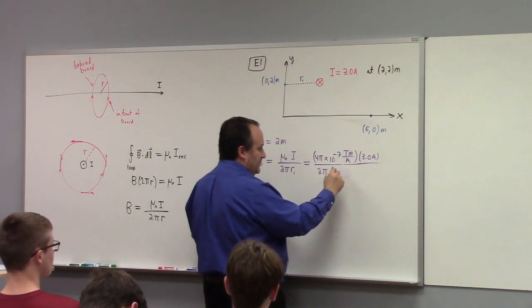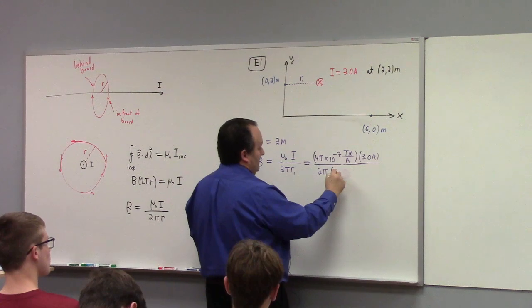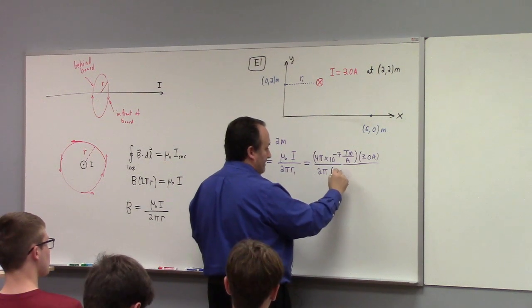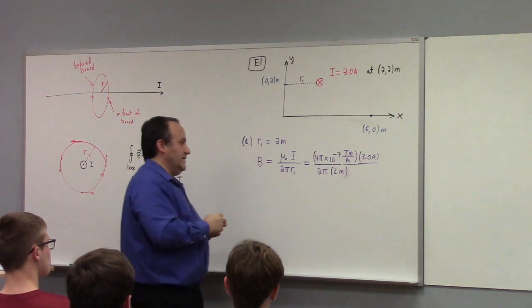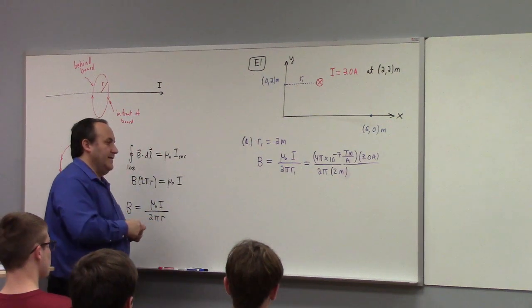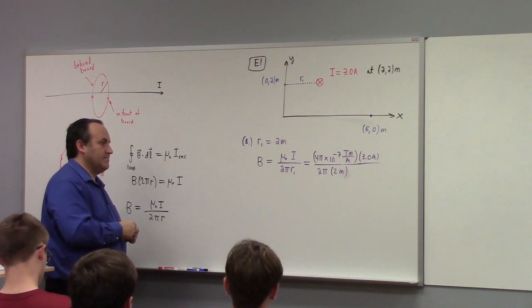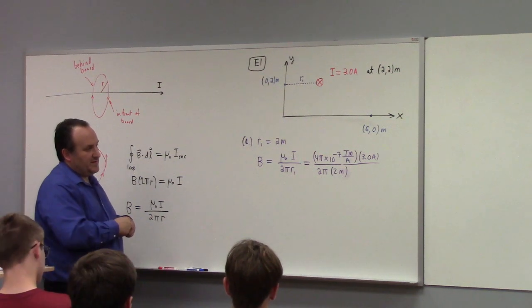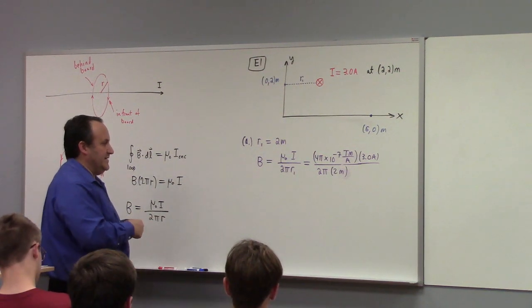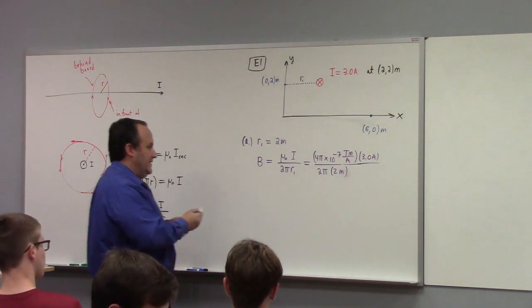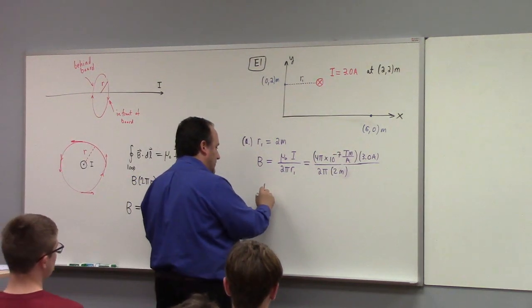And down here we've got 2 meters, yeah? So if you look at that, you can see that the pi's cancel, and of course the meters cancel, the amps cancel, you're just left with Teslas, which makes sense. And so what's the magnitude here?